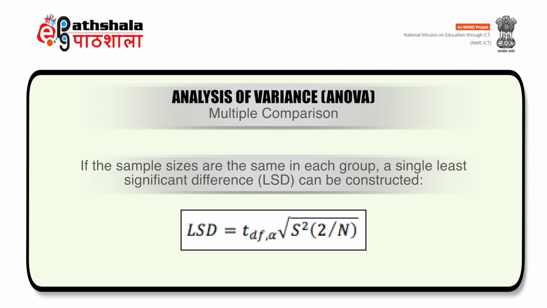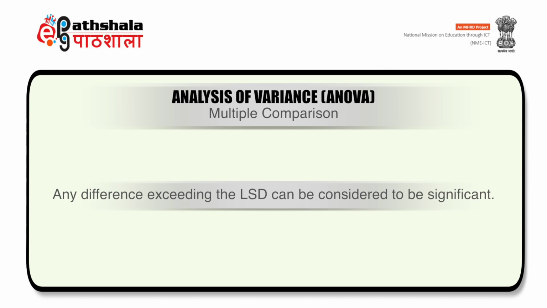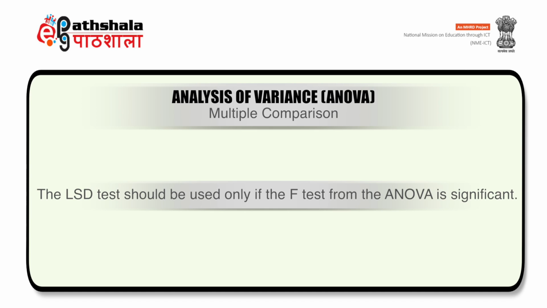If the sample sizes are the same in each age group, a single least significant difference, referred to as LSD, can be constructed with the help of the equation that you are seeing on the screen, where T is the tabled value of T with the appropriate df at the level of significance. Any difference exceeding the least significant difference, read as LSD, can be considered to be significant. The LSD test should be used only if the F test from the ANOVA is significant.